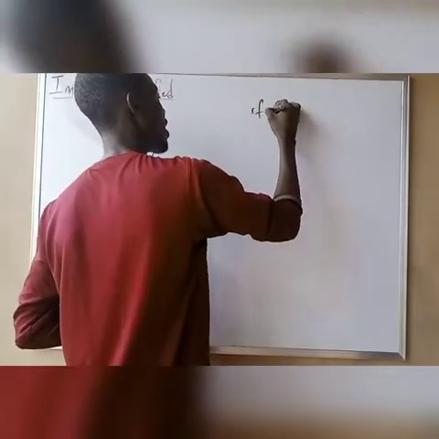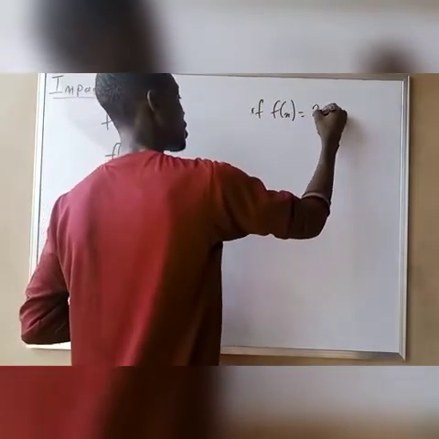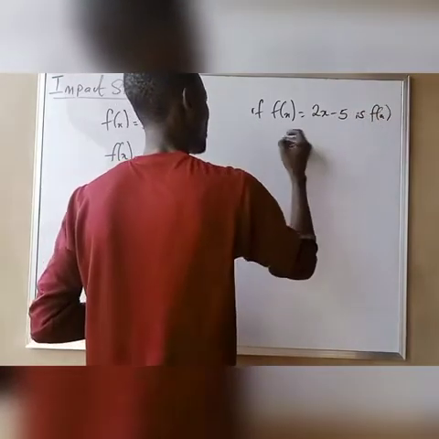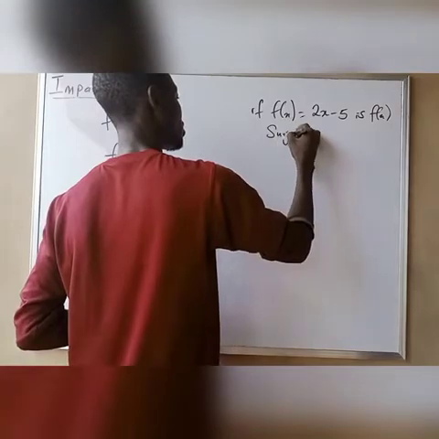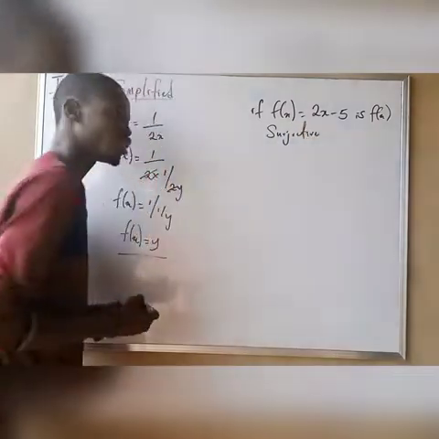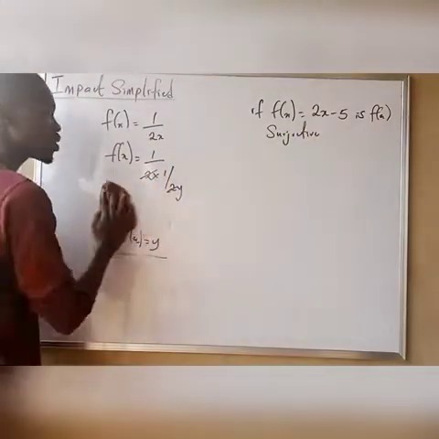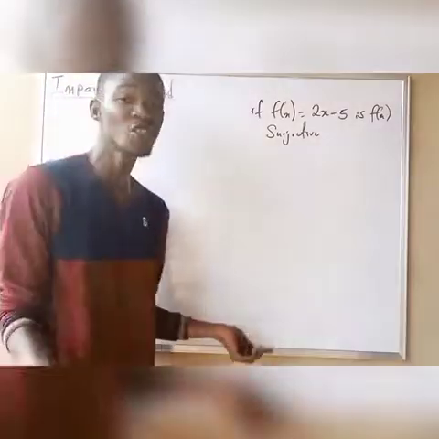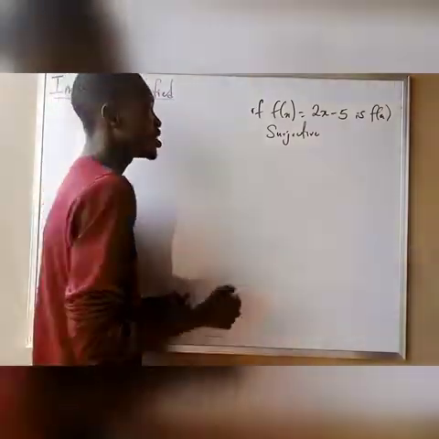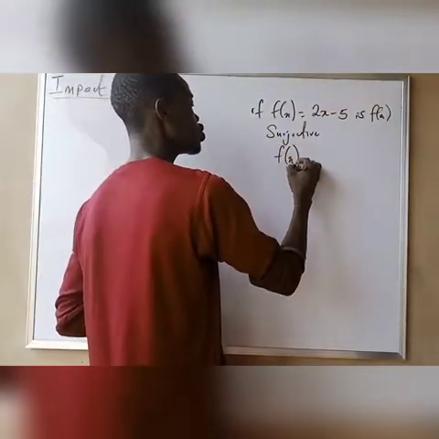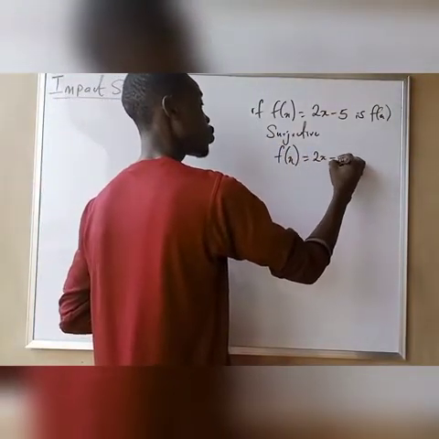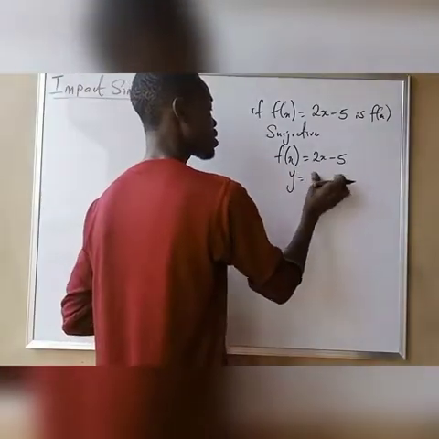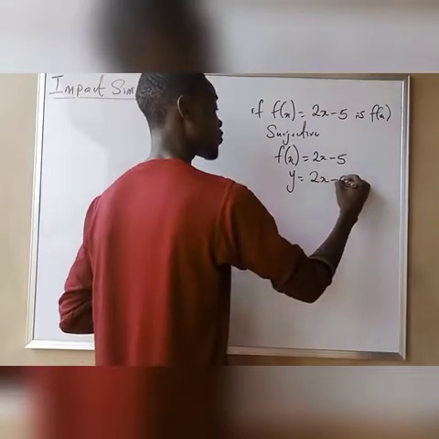Now they said if f(x) = 2x - 5, is that function surjective? So how can we make this function surjective? We have said it. Just follow the conditions. And what is the condition? The condition is for you to change your f(x) to y. So we have y = 2x - 5.